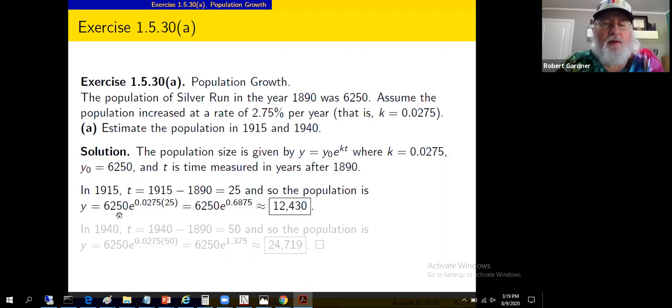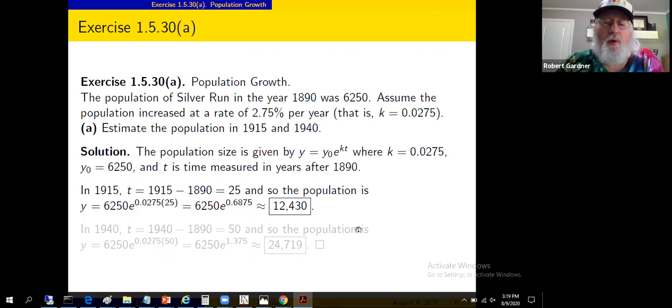Okay. How much did the population go up by? It went from 6,250 to not quite twice that. Double 6,250 and you get 12,500. We got slightly less than that. So the population has slightly less than doubled in that amount of time.